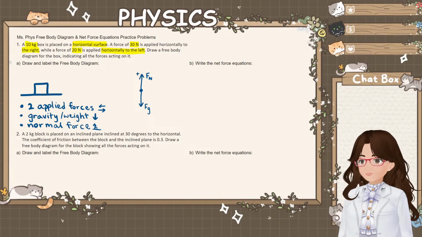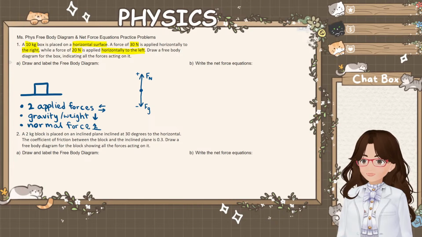I personally like to use F lowercase g because, as my students know, we're now starting to get into work, and work is capital W. So I don't want to mix those two. So in this case here, we can see we have balance.